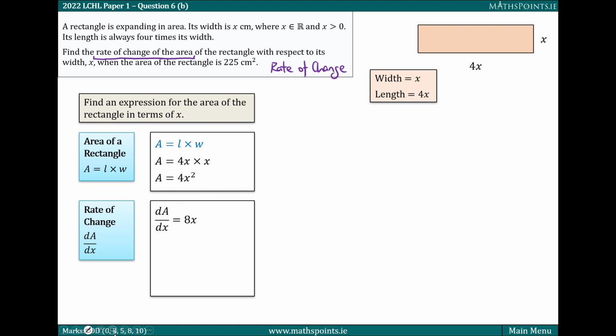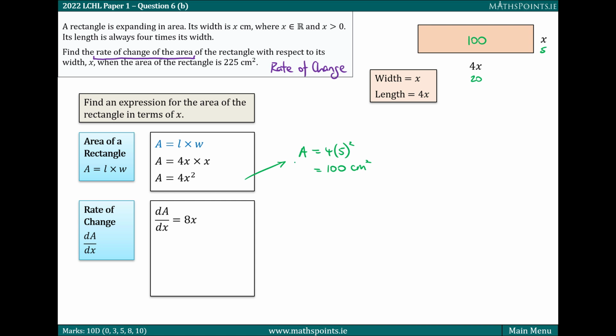Now let's pause here for a second, because it can be useful to interpret what we found using real values. They want us to find the rate of change of the area when the area of the rectangle is 225. But let's say we wanted to find the rate of change of the area when x was, we'll make up a value, 5. Well, when x is 5, the length 4x is going to be 4 times 5, so that's 20. We can clearly see that the area of this rectangle would be 100. We could also have found that using our formula: area is equal to 4 times x squared, x being 5 in this example. 4 times 5 squared is 4 by 25, which is 100 centimeters squared.